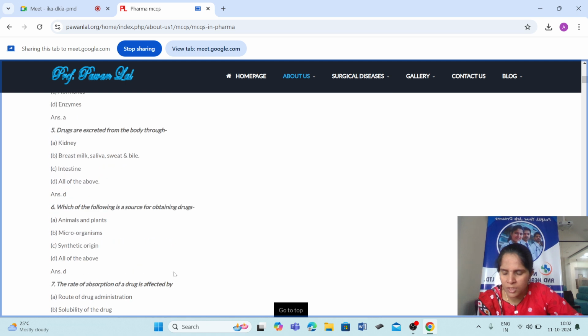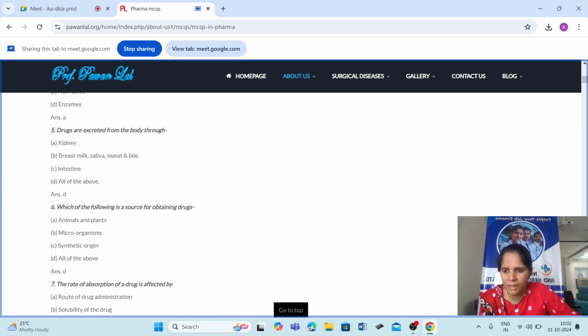Now let us see the next one. The rate of absorption of a drug is affected by... Absorption, in the sense that once the drug enters into the body, it is going to bind to its receptor site, then it will be absorbed. So what is the factor which affects the absorption rate? Let us see.